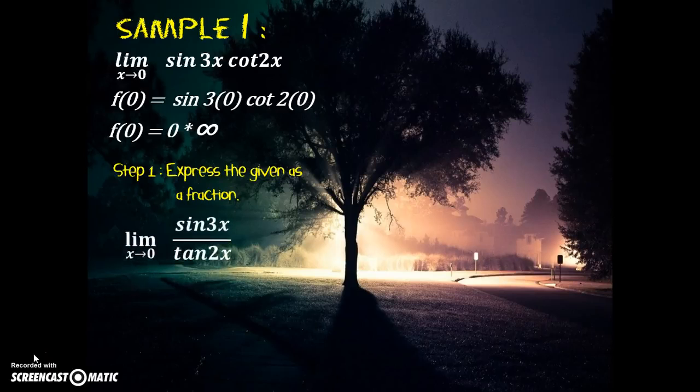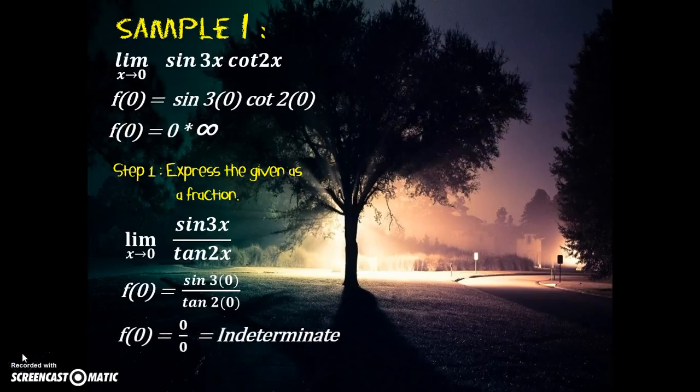Since cotangent 2x is also equal to 1 over tangent 2x, you can express this as the limit of sine 3x over tangent 2x as x approaches 0. Again, substitute x. F of 0 is equal to sine 3 0 over tangent 2 0. F of 0 will now become 0 over 0, which is also an indeterminate form. This kind of indeterminate form can be solved using L'Hopital's rule.